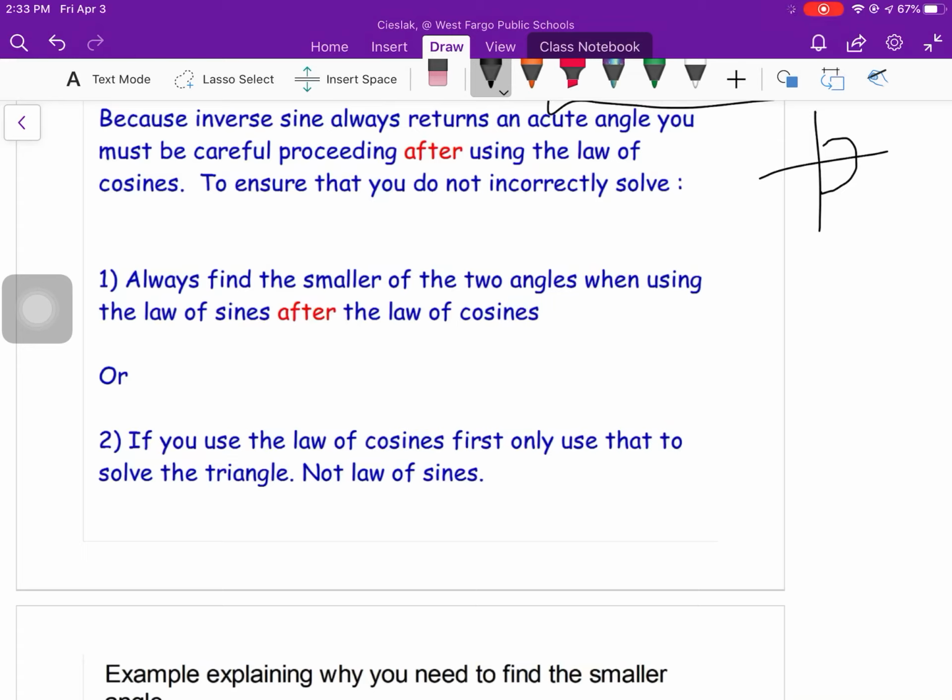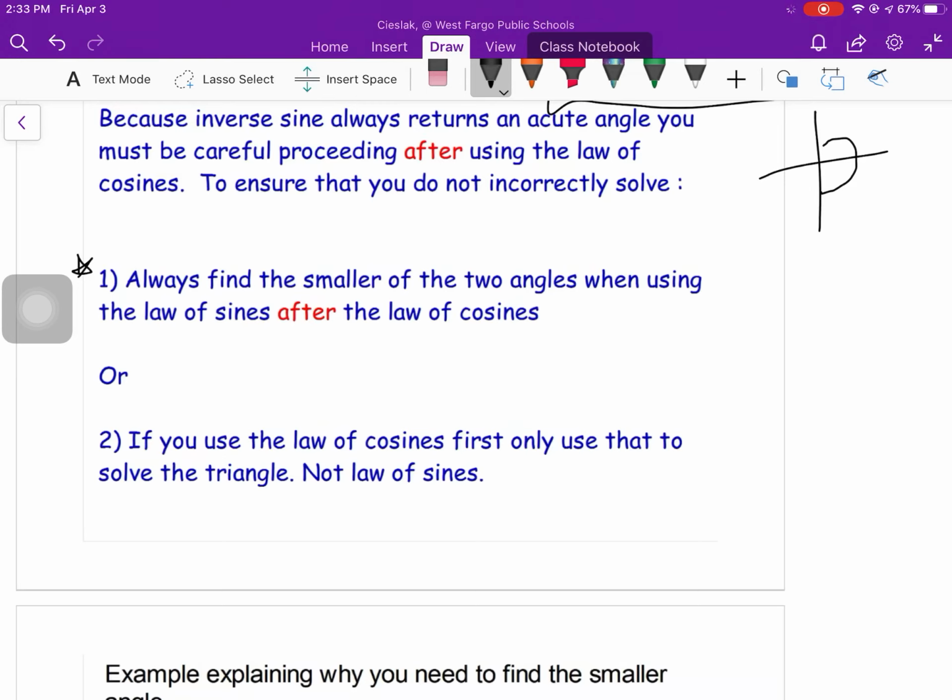First one is that always find the smaller of the two remaining angles when using the law of sines after the law of cosines. The second way is if you start by using law of cosines, only use that to finish your problem. And you totally can do that. Most of you aren't going to like law of cosines as much. So my hunch is that most of you will go this route.